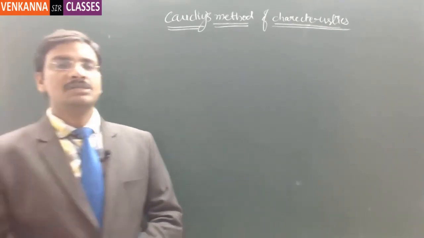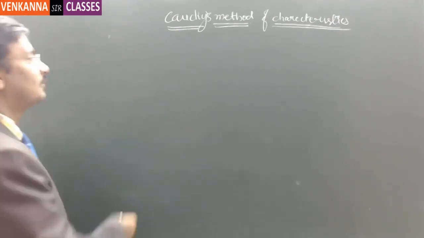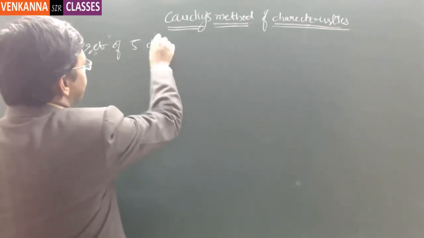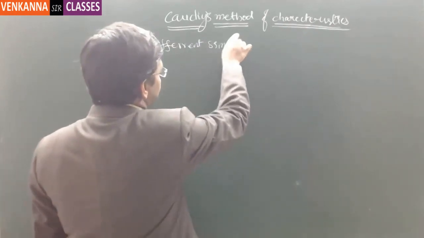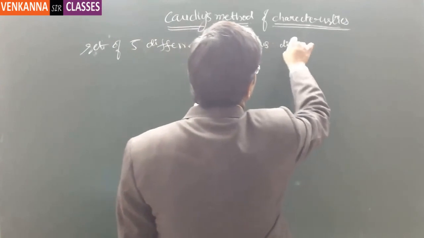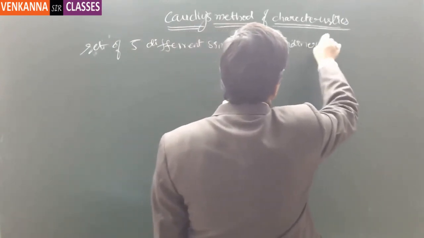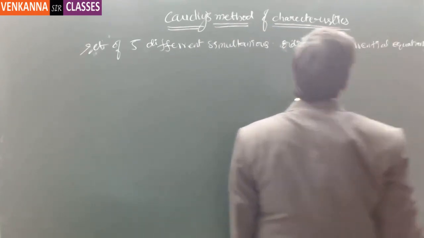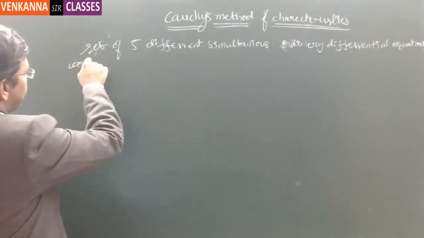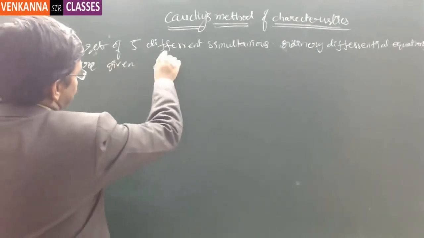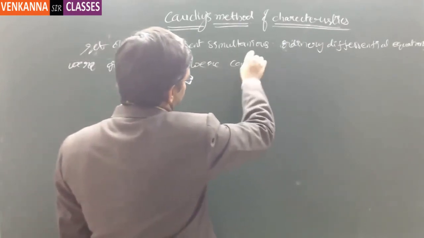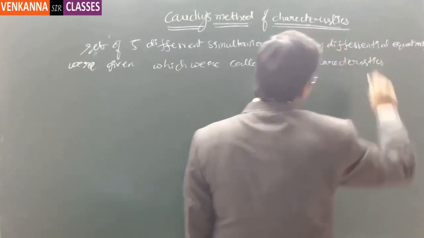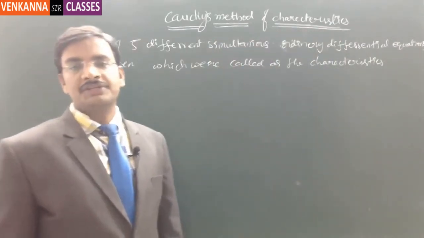Got it? So here what Cauchy's method of characteristics says is, he has given a set of 5 simultaneous ordinary differential equations, which were called the characteristics. So these are the characteristics. He has given a list of 5 different ordinary differential equations which you have to solve.